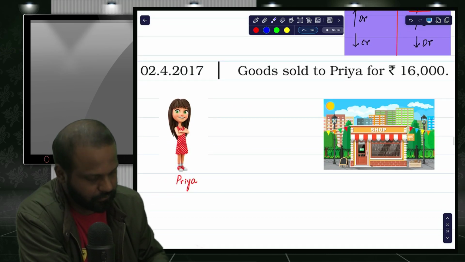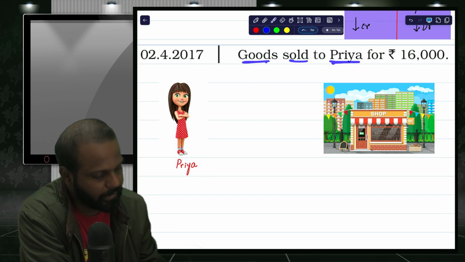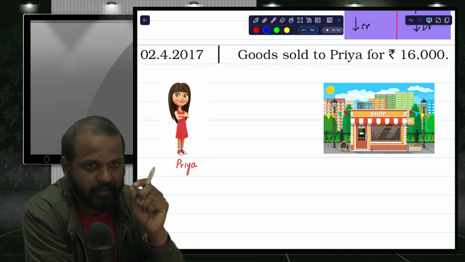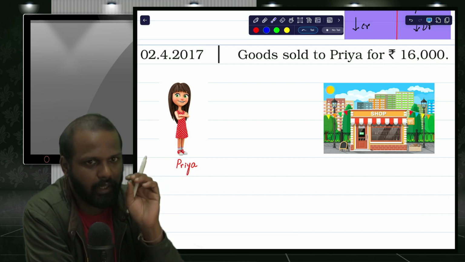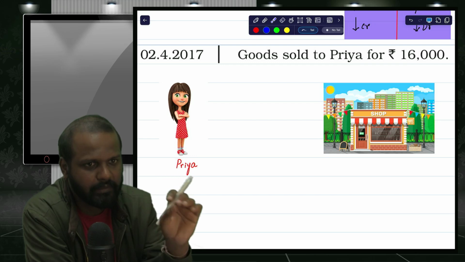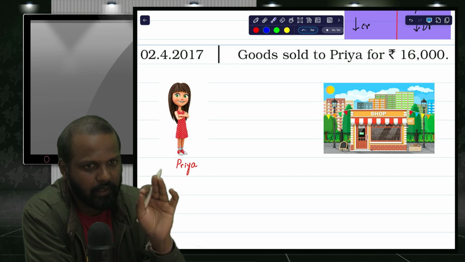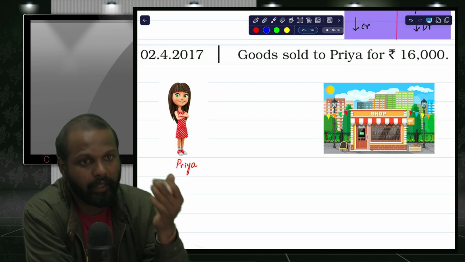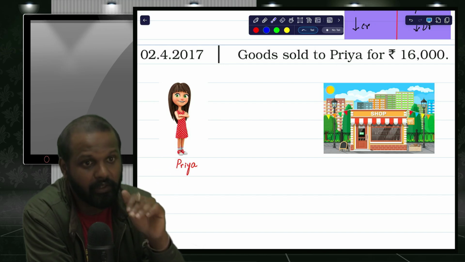See the next transaction. On 2nd April, goods sold to Priya. We have sold goods to Priya. So as I mentioned, whenever in the transaction only the name of the person, the name of the party is being given, and they have not told anything about cash being settled or received, then it is a credit transaction. Here we have sold goods to Priya on credit. We have not collected the money. We are going to receive it in future.